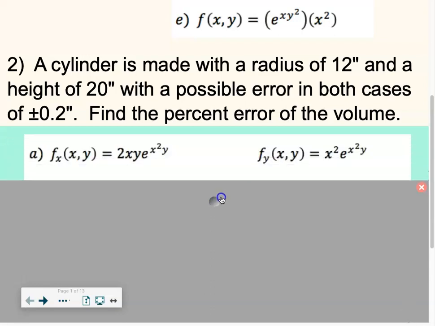The first one, you should have f sub x as 2xy e to the x squared y, and f sub y is x squared e to the x squared y. Check your answers. Put a little check mark if you got it, or a happy face, or some positive reinforcement symbol. Okay.